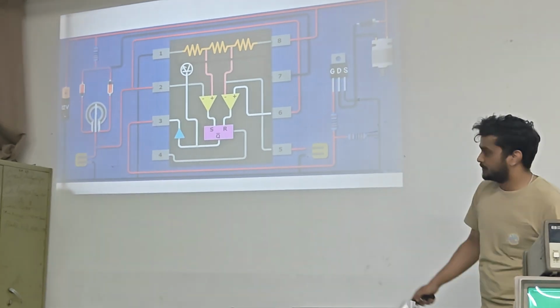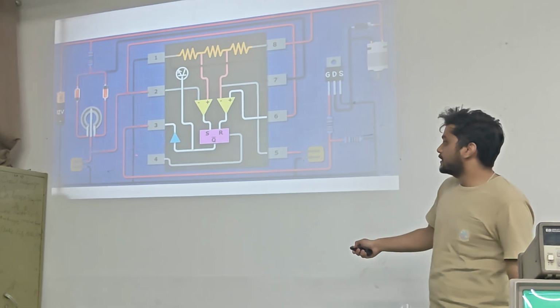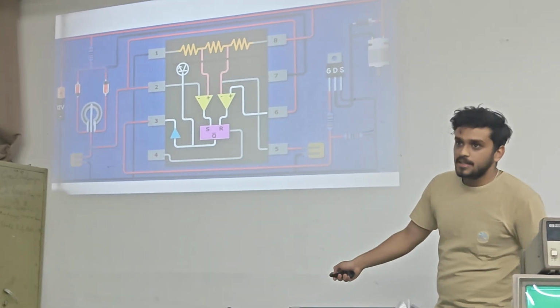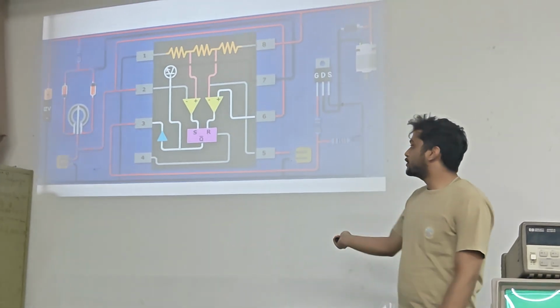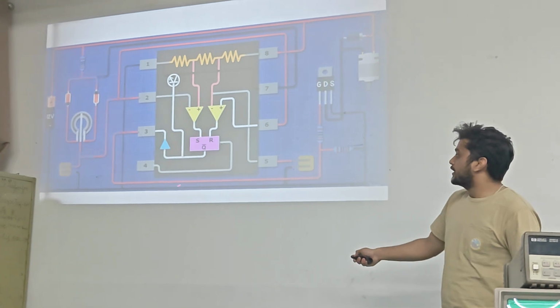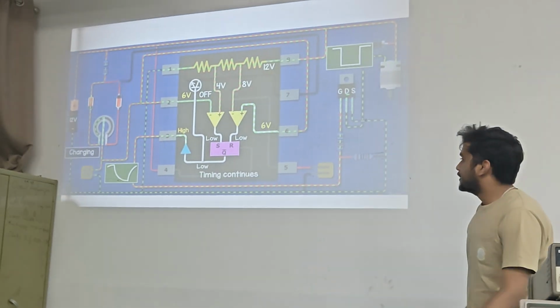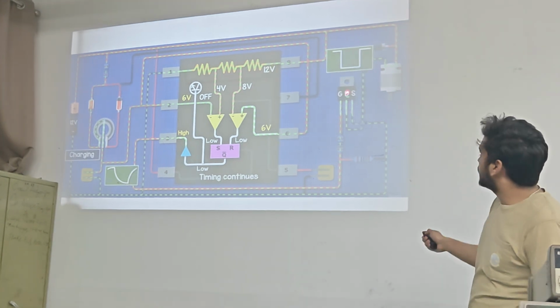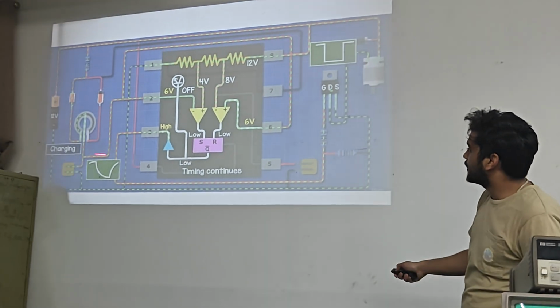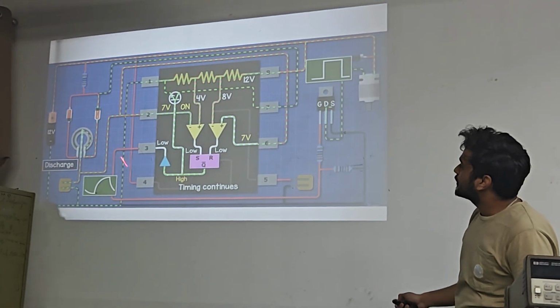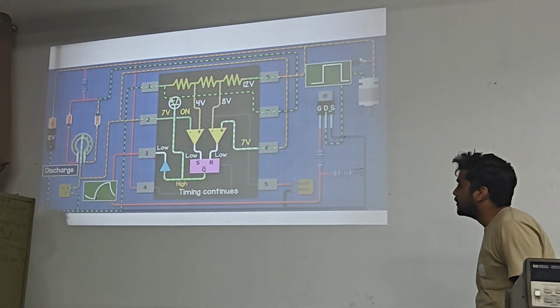And this pin number 4 is the reset pin of the flip-flop. It is an active low reset pin. When we ground this pin, the flip-flop will reset. We do not need to control that, so we will connect pin number 4 to 5 volts, the VCC. While the capacitor is charging, the output will be high, and while the capacitor is discharging, the output will be low.